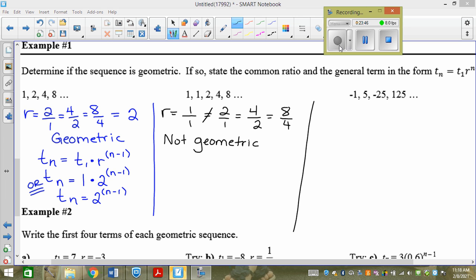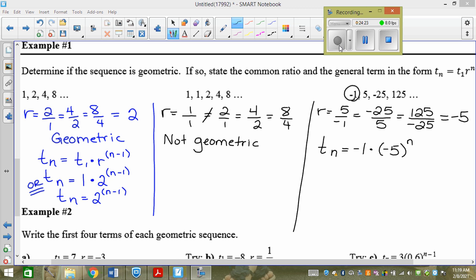Now this one, I should get 5 divided by negative 1 should equal negative 25 divided by 5 should equal 125 divided by negative 25. Negative 5 divided by 1 is negative 5. Negative 25 divided by 5 is negative 5. 125 divided by negative 25, negative 5. So that's good, right? Then to do our general, we do Tn equals T1, which is negative 1, times R, which is negative 5, to the n minus 1. And you're done. No expansion.